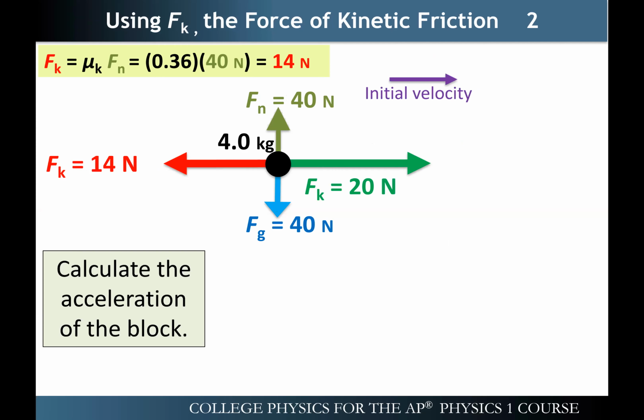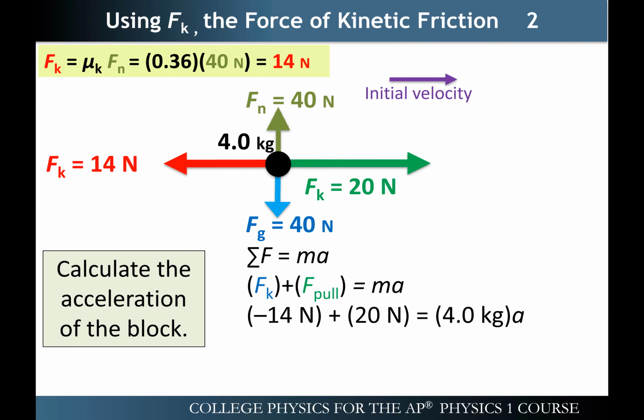So here is redrawn as more of a traditional free body diagram: the 40 newtons up in normal, the 40 newtons down in weight, the 20 newtons to the right by pulling, and the 14 newtons left due to friction. And so the net force would be, like I said, summing up the forces that don't cancel, so the kinetic friction force plus that pulling or applied force, and the net force is also equal to mass times acceleration.